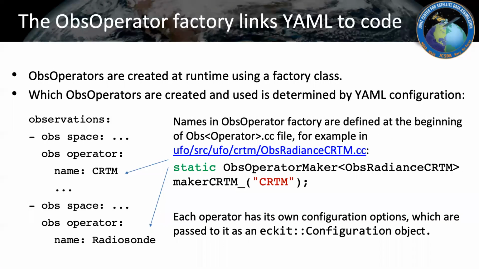So again, here's what this looks like in YAML. That key that I mentioned with ECKit is the operator name. So when we get passed an ECKit configuration, there's a block called obs operator, and then we have the name of the operator and its settings, and that just gets read by the YAML parser, and then it gets passed to constructor objects. All these operators register themselves inside of the code using this static obs operator maker function. And then basically they're available whenever you want to create a new operator.